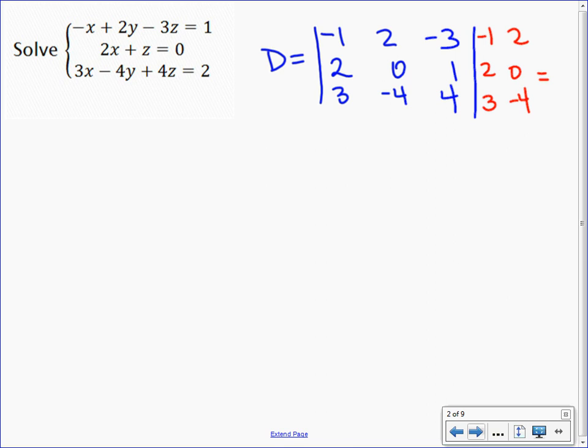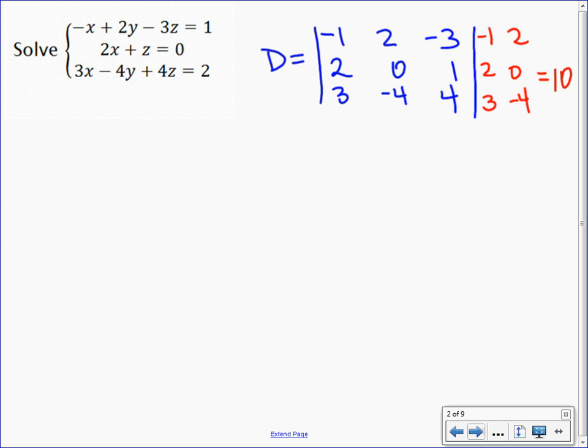Carl, what's our determinant? Do you agree with it? Let's check our values. You should have 0 plus 6 plus 24, minus 0, 4, 16. Okay, 30 minus 20.